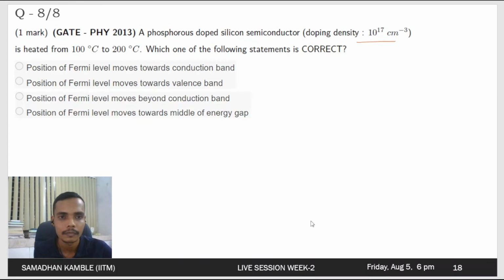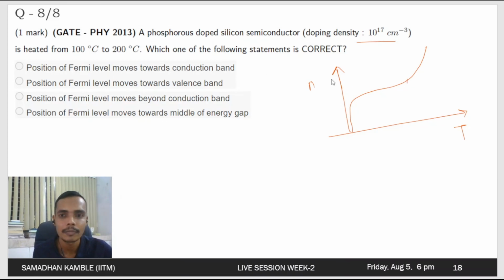Position of Fermi level moves towards conduction band. No, it doesn't move towards the conduction band. It actually moves towards the middle of the energy gap. So as I told you, the concentration versus temperature is given in a peculiar form, which follows this particular form.